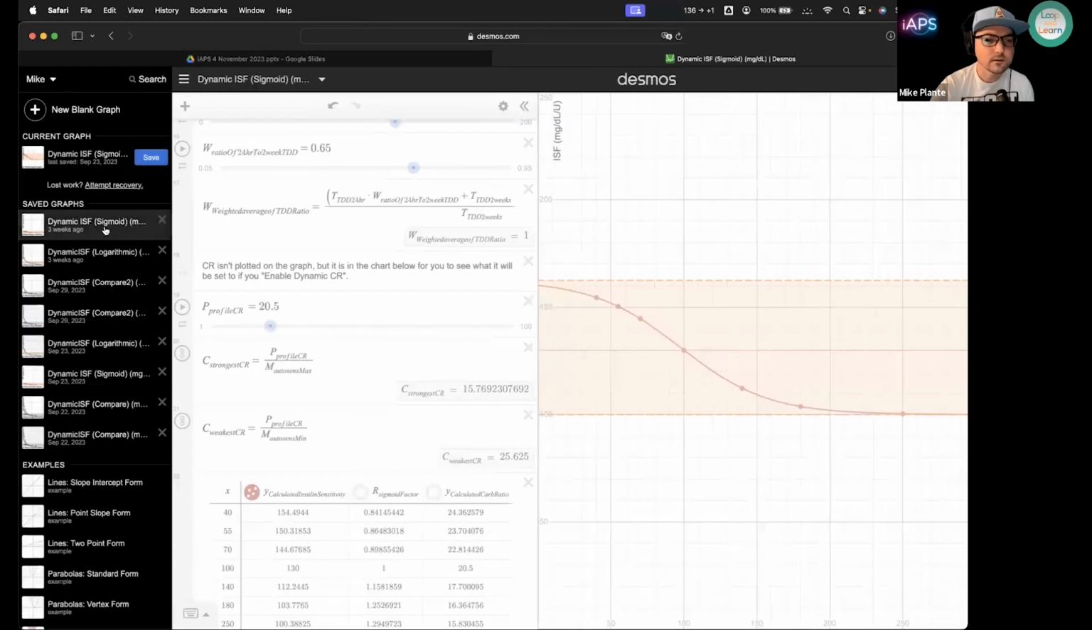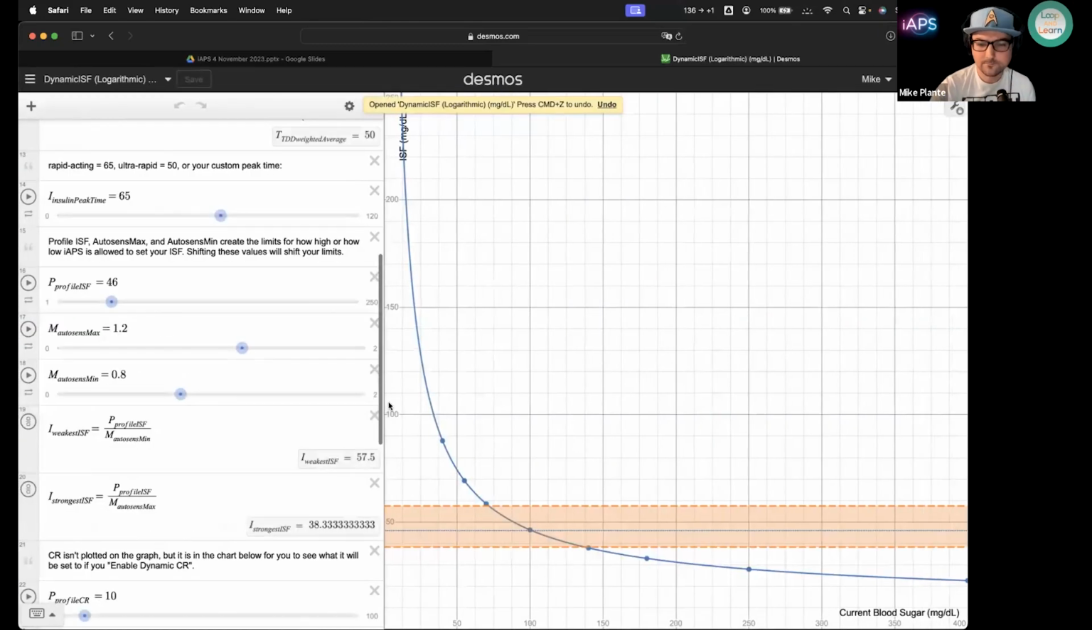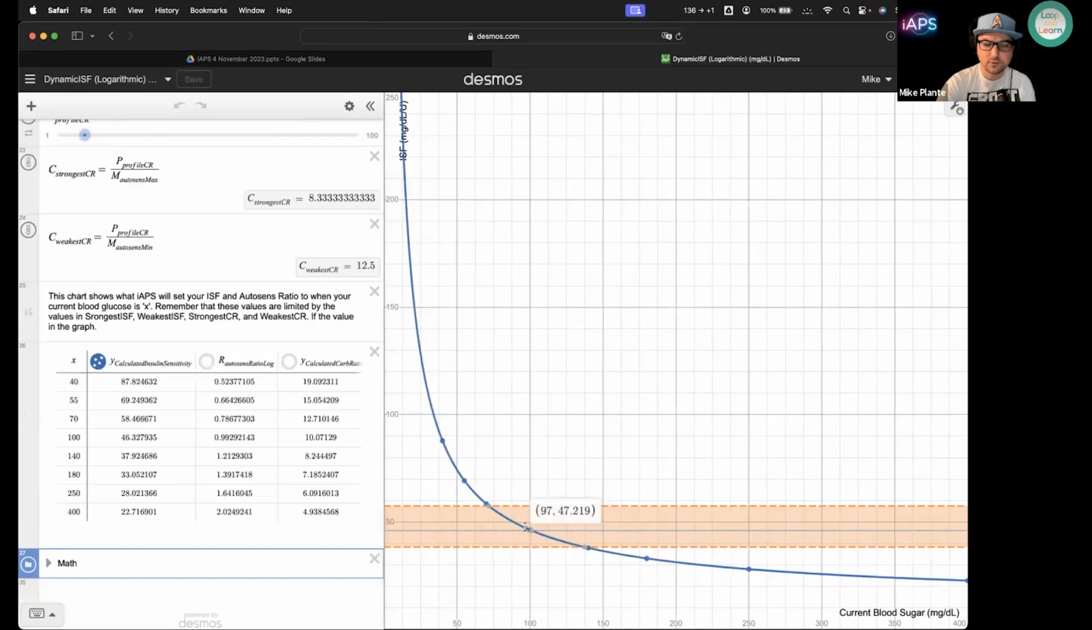With Logarithmic, it sets what ISF it thinks it should use. It doesn't really care what profile you're using. Your profile ISF just affects the limits that it's allowed to set. So it sets it based on mostly your total daily dose, but a couple other settings that we went over. You can use this graph to see what ISF it's using most of the time at your target range. And then if you use that one for Sigmoid, then maybe that'll be a better starting point.